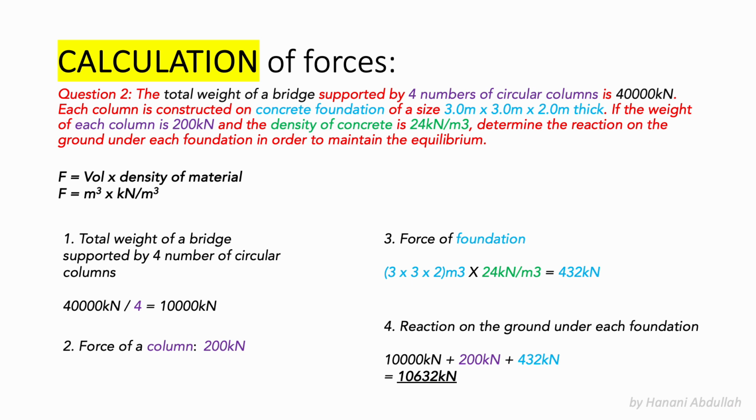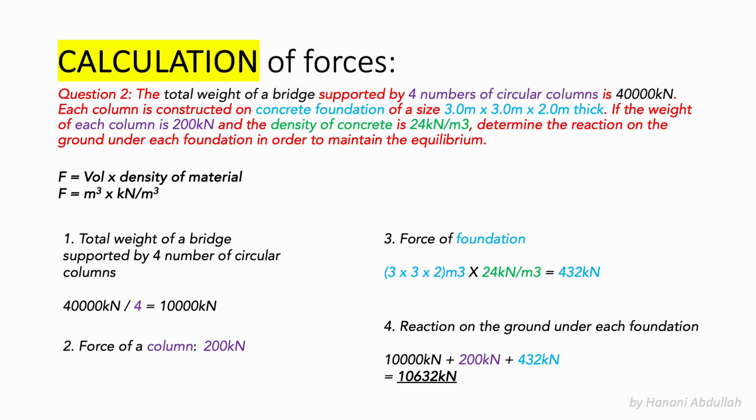So again, we are using the same formula, force equal to volume times density. So the first step, we will calculate the total weight of the bridge per columns. So the total weight of the bridge is 40,000 kilonewton. Since there are 4 columns, each column supports 10,000 kilonewton, which is 40,000 kilonewtons divided by 4, we will get 10,000 kilonewton. And then the next step is force of the column. So each column itself weighs 200 kilonewton. No need to calculate for the force of column.